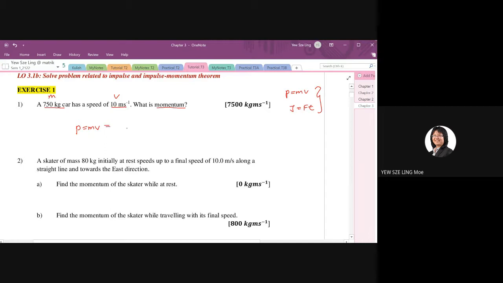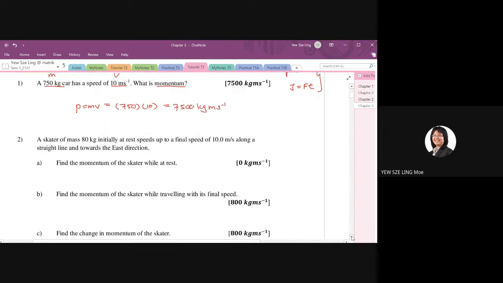So P equals to mv equals to 750 times 10. Therefore, you have 7500 kg m s negative 1. So question 1 is just a very simple question. Now let's look at question 2.